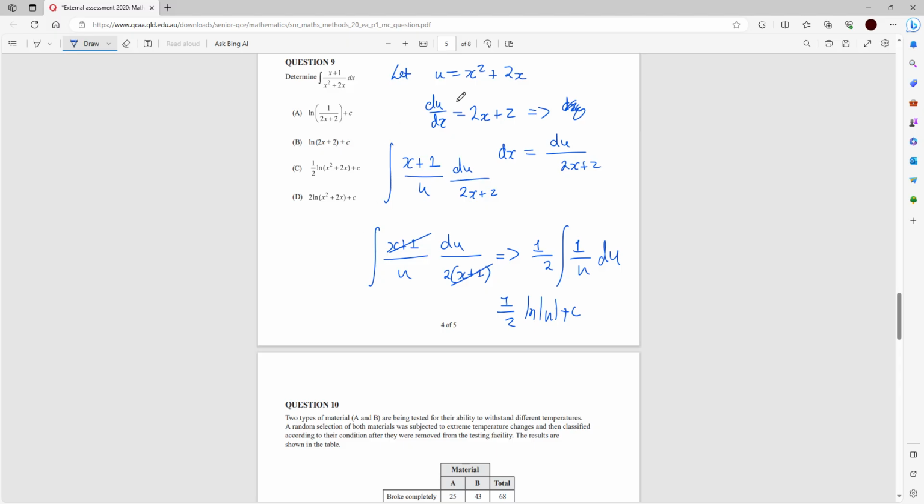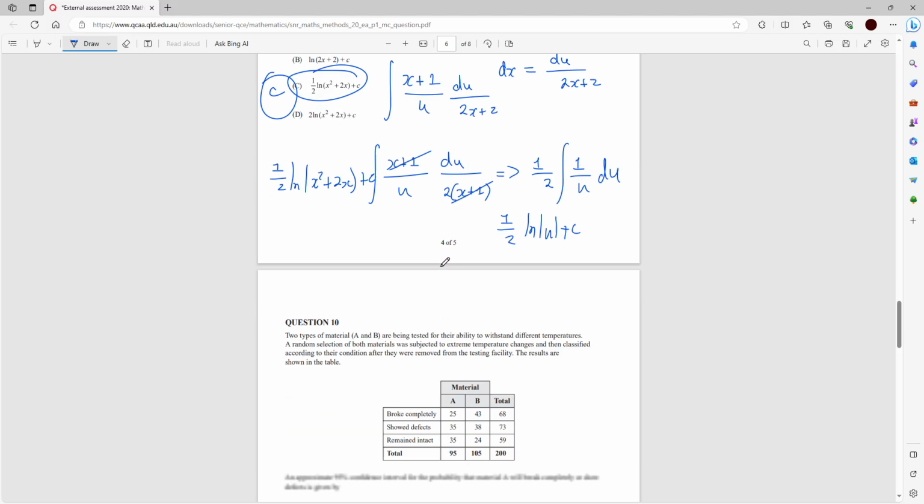And when you remember what our u was in this scenario here, we're looking for a half natural log of x squared plus 2x plus c. So the answer is going to be C for question 9. Okay. All right. Let's take a look at question 10.